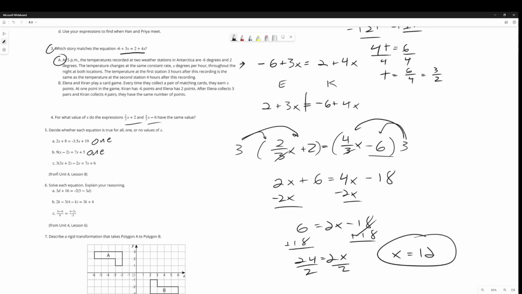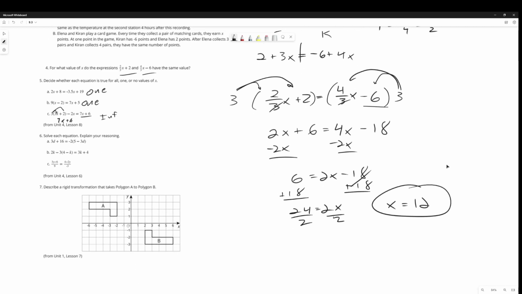And here, if I multiply 3 times 3x, I'm going to get 9x, and I also have a negative 2x. So that will be 7x, right? And then 3 times 2 is 6, so that's going to be 7x plus 6, which is going to be the same as this. So this is going to be infinite solutions. Almost there, guys.